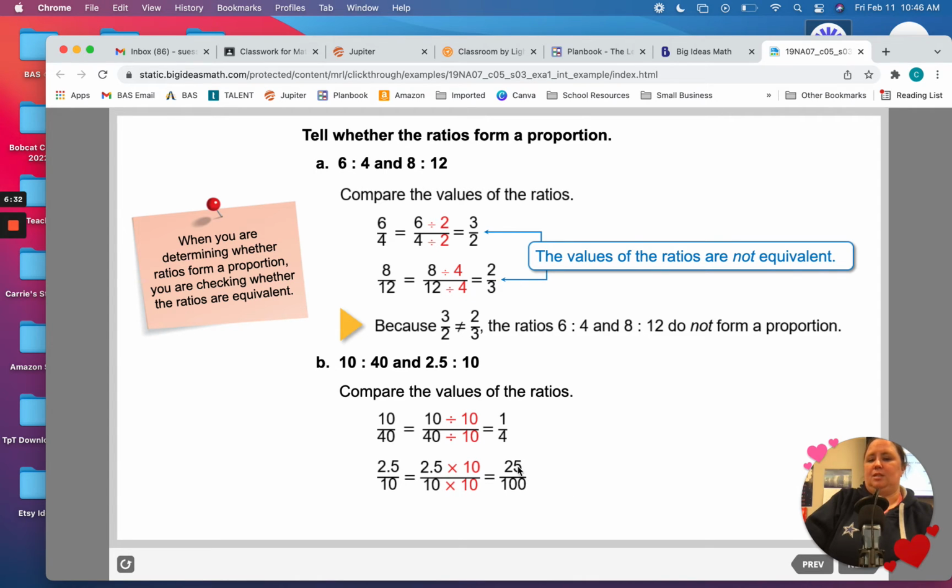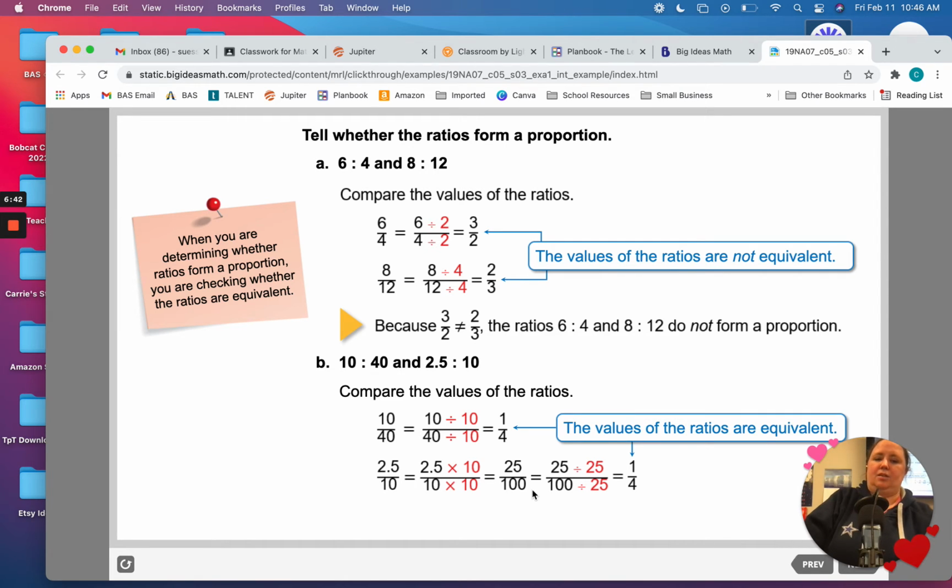Now can I reduce it? Yeah. It would be 1/4. So are these two values equivalent? Yes, so they are proportional. Do you have to say the original numbers? Yes, when you're comparing, on your homework, they're going to say 10 to 40 and 2.5 to 10 are proportional.